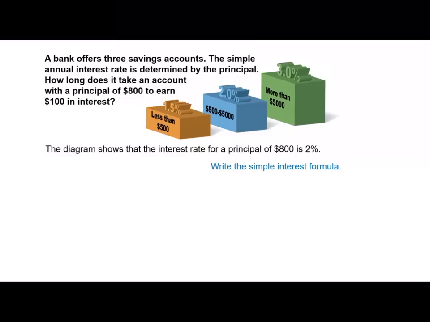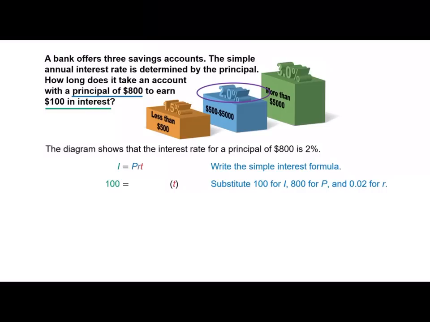Write the simple interest formula. I equals PRT, where I is the simple interest, P is the principal, R is the annual interest rate in decimal form, and T is the time in years. You want the account to earn $100 in interest with a principal of $800 and an interest rate of 2%. Substitute 100 for I, 800 for P, and 2/100 for R.